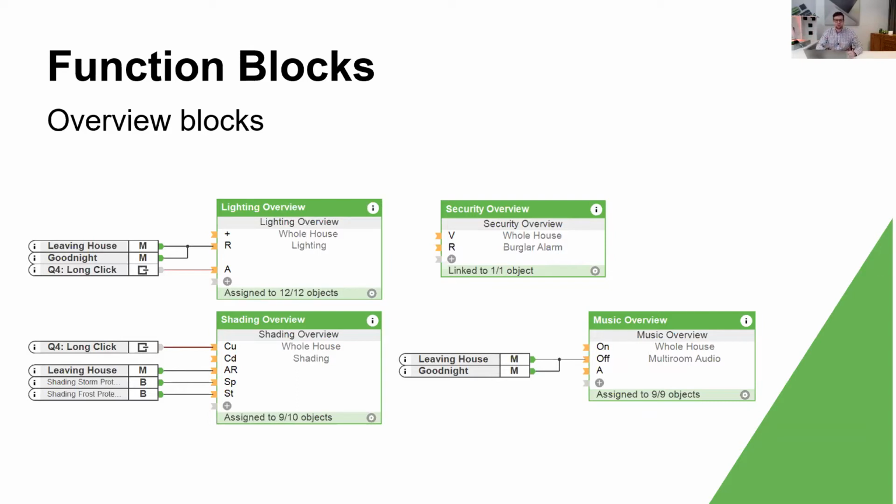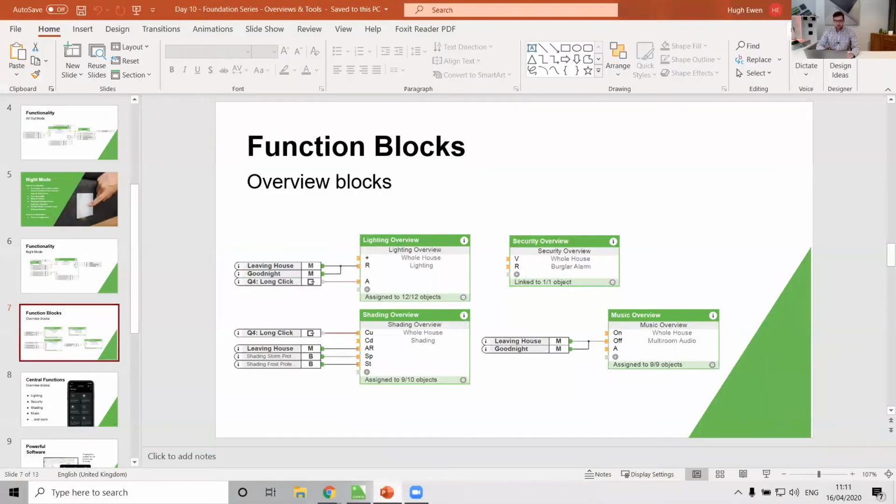And on the overview block, you have the same inputs that you have on the independent controllers. Only this time, when I activate, let's say, CU complete up on a shading overview, it sends all the blinds up. And now that we've covered overview blocks, before we finish the slideshow, let's get started.